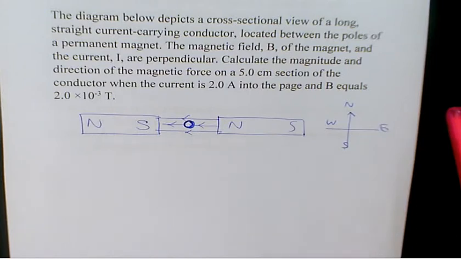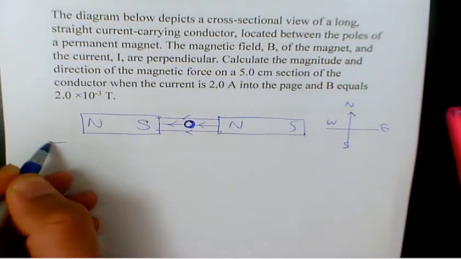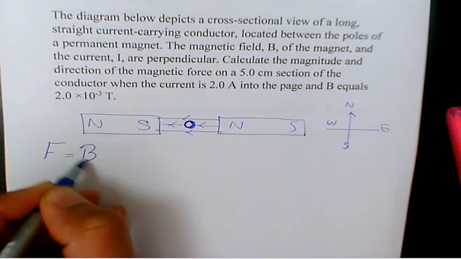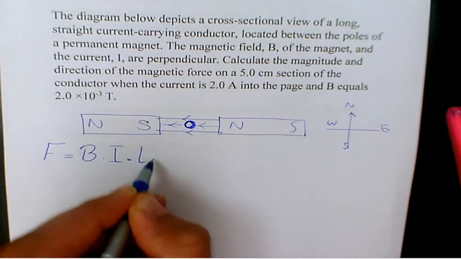So in this question, we need to find out the magnitude and direction of the magnetic force. First of all, I'm going to write down the equation for finding magnetic force, which is B times I times L times sine theta.